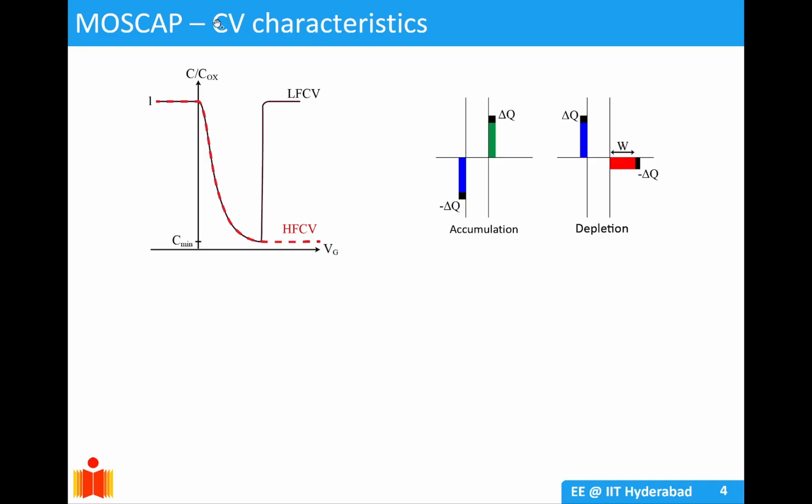Next we come to CV characteristics. CV means capacitance-voltage. It is a graph of how the capacitance changes with voltage.